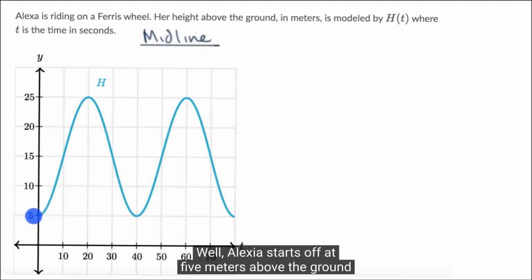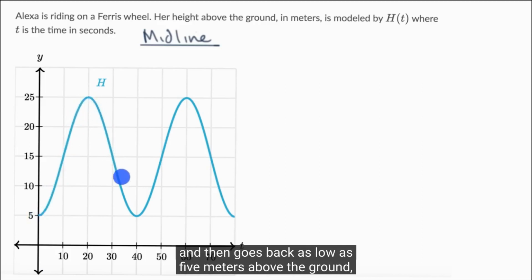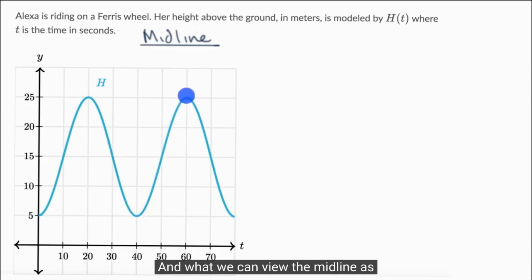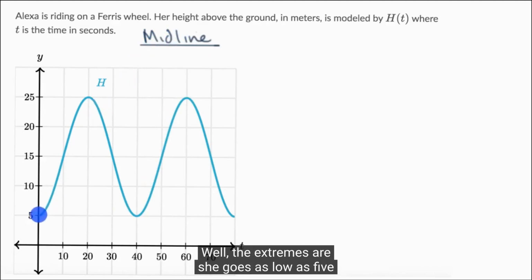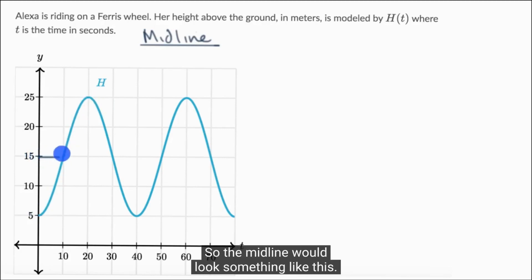Well, Alexa starts off at 5 meters above the ground, and then she goes higher and higher, gets as high as 25 meters, and then goes back as low as 5 meters above the ground, and as high as 25 meters. And what we can view the midline as is the midpoint between these extremes, or the average of these extremes. Well, the extremes are, she goes as low as 5 and as high as 25. So what's the average of 5 and 25? Well, that would be 15. So the midline would look something like this.